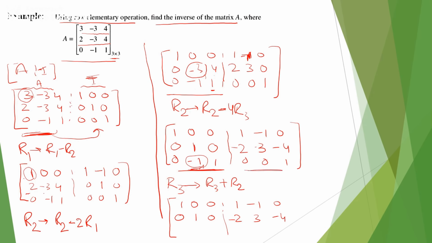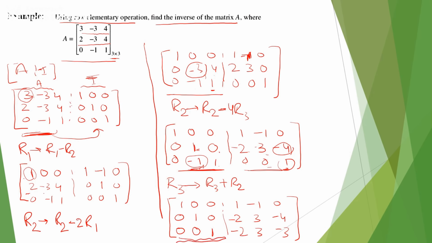So R3 becomes: minus 1 plus 1, we get 0. 1 plus 0, we get 1. 0 plus R2, that is minus 2, it becomes minus 2. 0 plus 3, it becomes 3. 1 plus minus 4, it becomes minus 3.